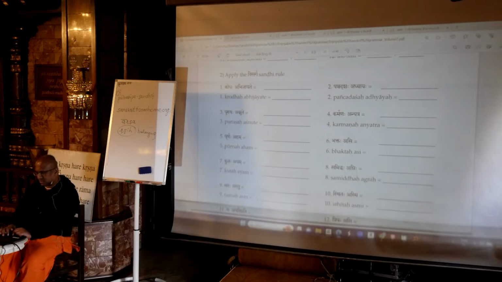Samiddha plus agni, samiddhogni. So you see samiddha: before visarga, what is this? Akara is there. Sometimes by hearing samiddha, somebody may feel dha is there before visarga. No. Visarga will always be followed by a vowel only, 100%. Can visarga be in the middle of the word, not only at the end? It can be in the middle of the word, no problem. But it will always be followed by a vowel.